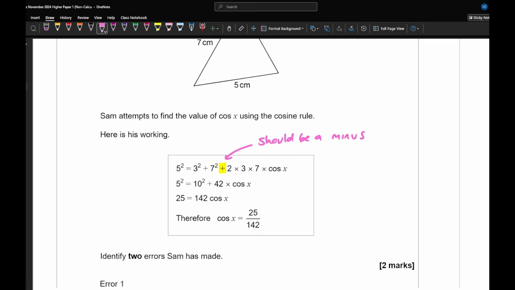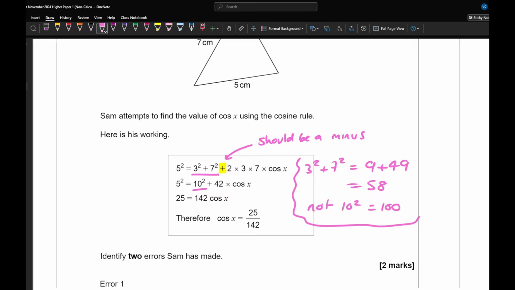And the next thing we then should spot is that 3 squared plus 7 squared should be 9 plus 49, which gives me an answer of 58, not 10 squared, which is 100. So there, writing this in any way that you wish would be the two mistakes that Sam has made.